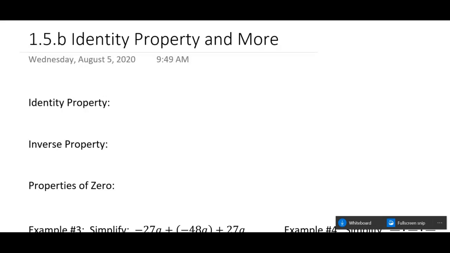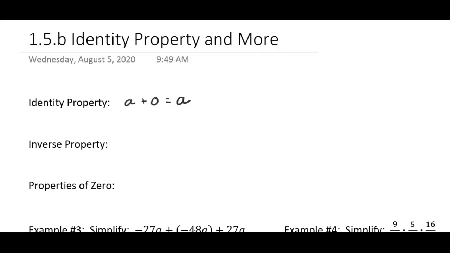So, more properties. We're going to talk about the identity property. For addition, the identity is 0. The property says if you take any real number and add 0 to it, it's not going to change the number. That's why it's called the identity. It gives you back what you started with. You're adding 0, but it doesn't change the number.